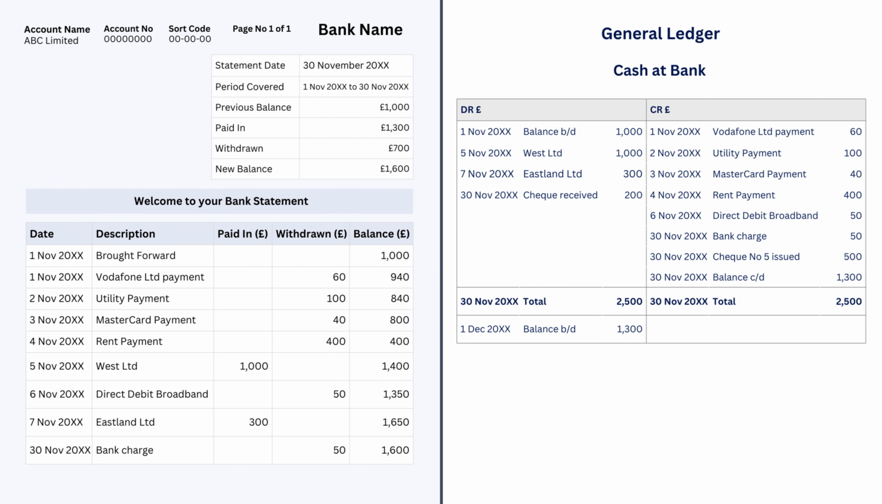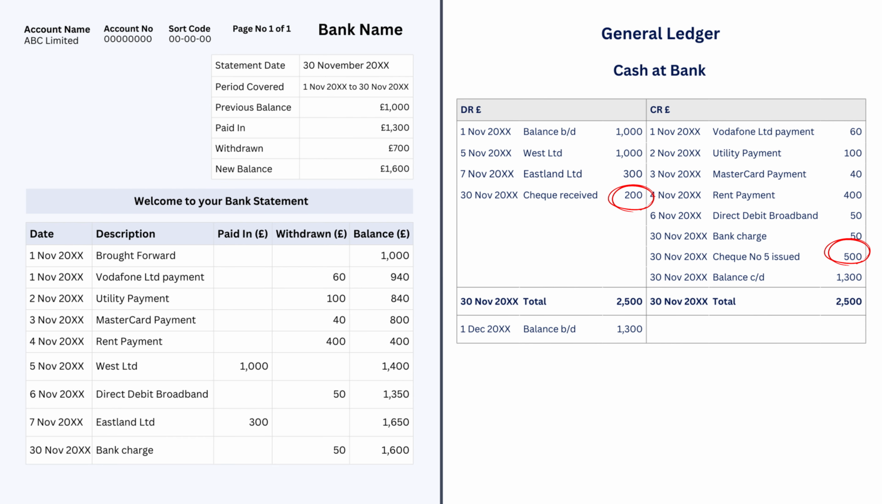So our books can sometimes be ahead of the bank. In our case, we issued a cheque to a supplier which hasn't been processed by the bank yet, and we recorded a cheque which we received from our customer but hasn't been processed by the bank yet. These items do not appear on the bank statement yet.